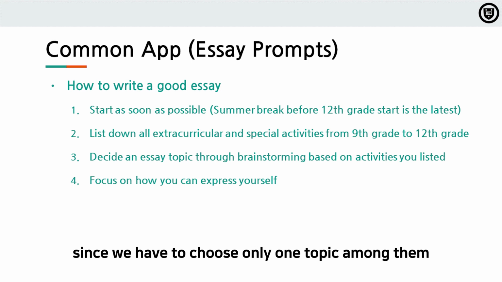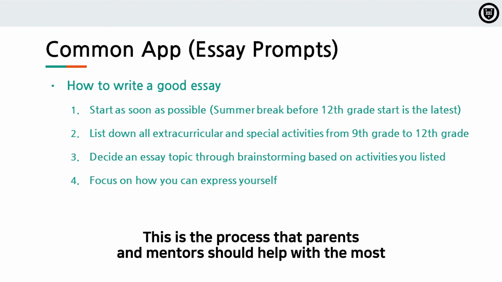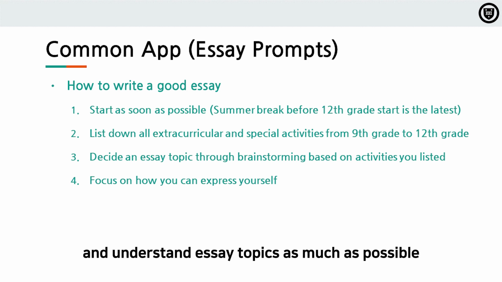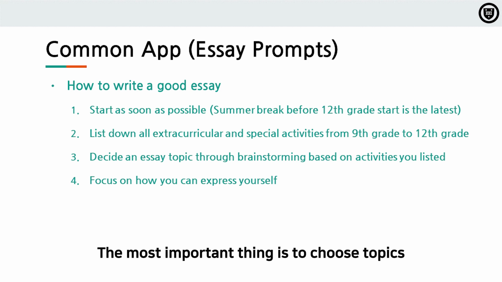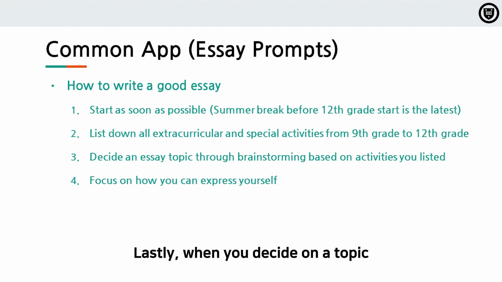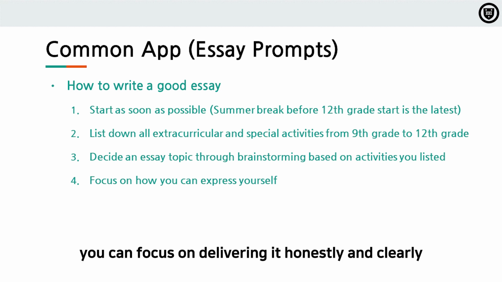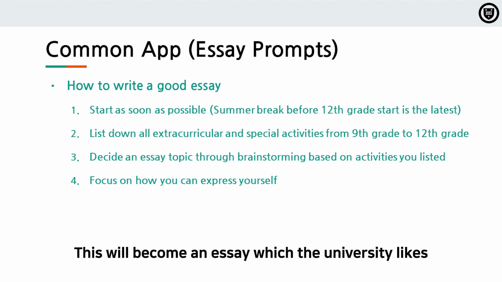Since we have to choose only one topic among them, this is the process that parents and mentors should help with the most. Students and their parents should read and understand essay topics as much as possible and have time to think about what to choose. The most important thing is to choose topics that can best represent themselves. Lastly, when you decide on a topic and what aspects of your life you will write about, you can focus on delivering it honestly and clearly. This will become an essay which the university likes.